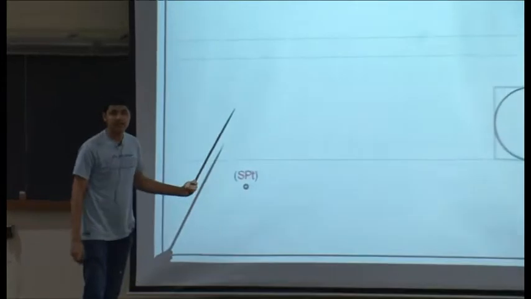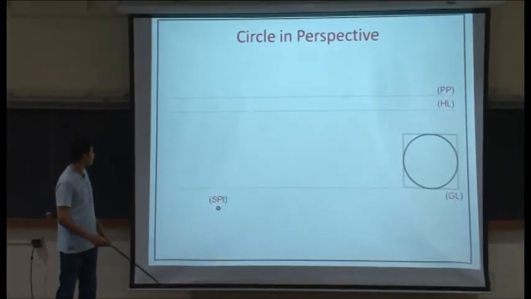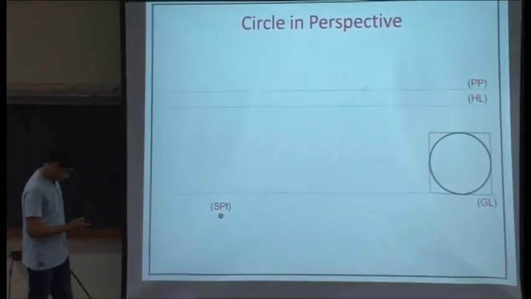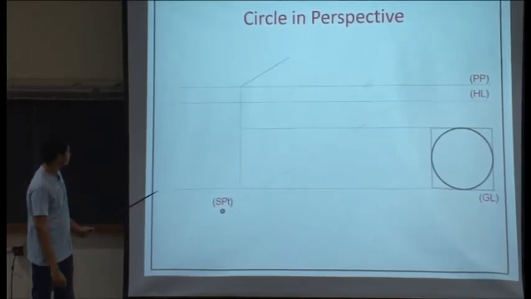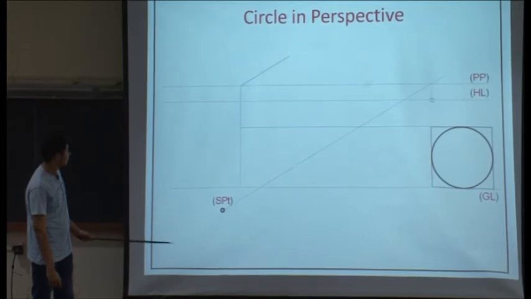Okay. Suppose we have a circle and we have to draw it in perspective view. Then, the right button. Yeah, get the animation first.